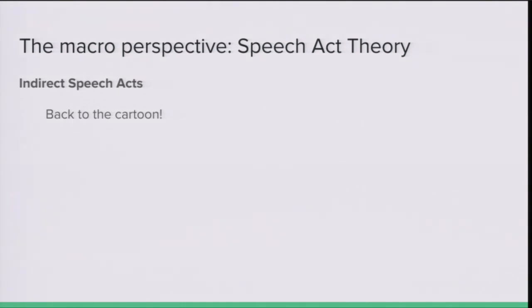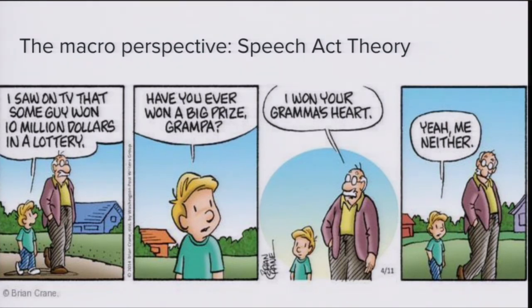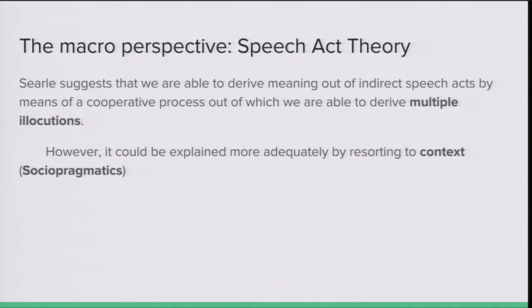There is also something called indirect speech acts. So let's come back to the third slide, this one. We could call it an indirect speech act because it's not really answering the question that has been put forth. It's not saying yes or no, which is clearly a yes-no question. So this is some kind of indirect speech act, and Searle suggests that we are able to derive meaning out of those indirect speech acts by means of a cooperative process. We'll come back to this cooperative process, out of which we are able to derive more than one illocution.